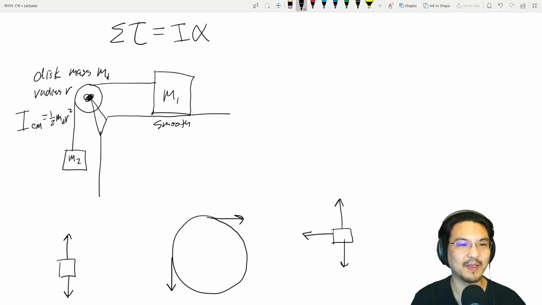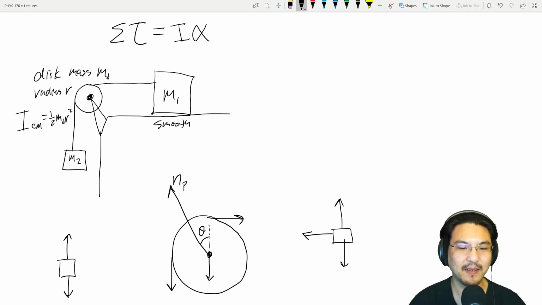And then see this bearing that the pulley is rotating on? There's some normal force. I'm not sure what direction it is. Some direction, I don't know what angle. So this is some unknown angle, some normal force for the pulley. And the pulley has weight, the mass of the pulley.